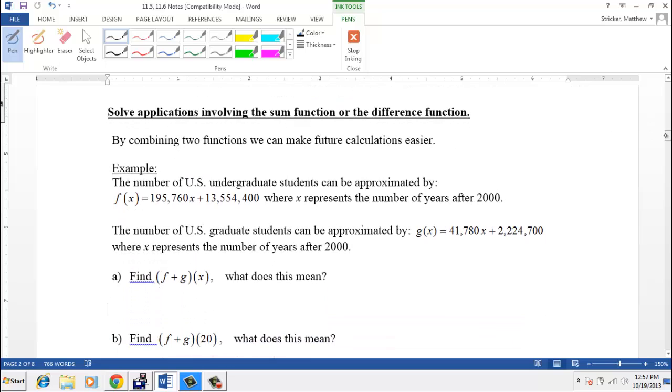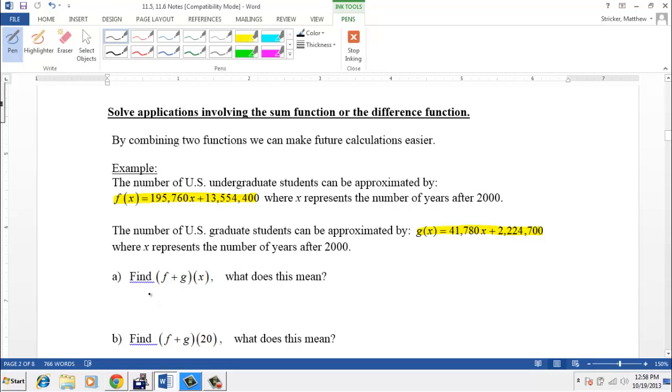Now we can take a look at an application problem involving adding and subtracting functions. If we take a look at this example, it says the number of U.S. undergraduate students can be approximated by this function here, where x represents the number of years after 2000. And then the number of U.S. graduate students can be approximated by this g of x function, where again x represents the number of years after 2000. So part A says here to add the two functions together.